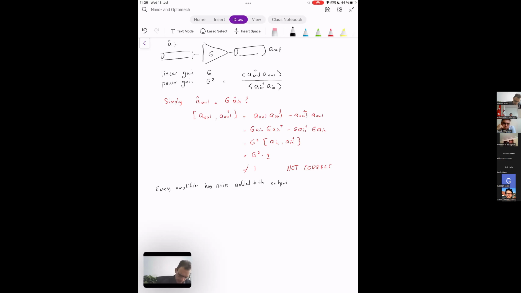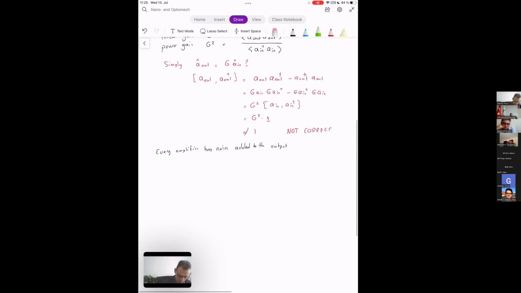And in this case, the assumption that we had before was not the correct one. So in this case, we need to add noise. So in other words, the output operator is now going to be equal to G times the input operator, but we also have to add noise over here. So this operator N is the added noise.